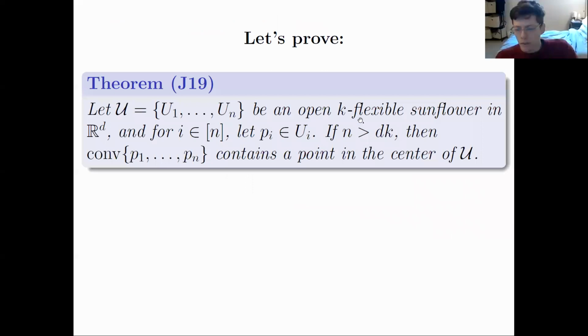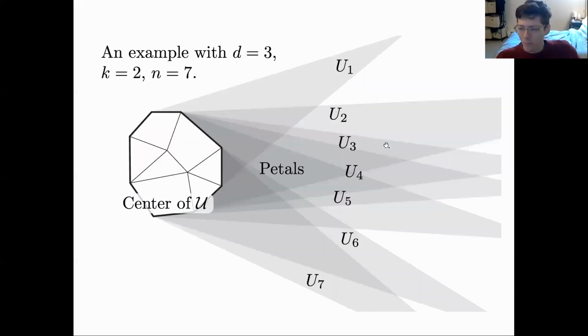Cool. So here's a reminder of what the result actually states. If I have more petals than D times K, take the convex hull of points, 1 from each petal, I have to hit the center. And I have heard that every good talk includes one proof, so I'd like to sketch a proof of this for you in the next few slides. I'll do it informally, but I think it's interesting to see what's going on in the background here.